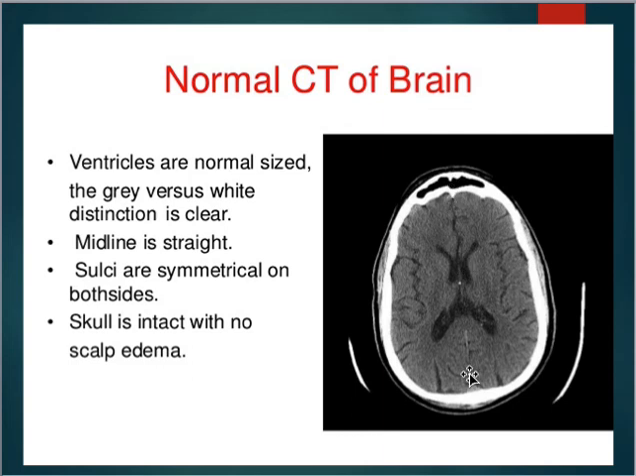We want to make sure that the sulci are symmetrical. These little lines throughout here are the sulci. They're little furrows, whatever you want to call them, that contain cerebral spinal fluid. You've got some here. They're symmetrical on these sides, symmetrical here and here. If there's big differences, that could indicate something that's going on. And then we want to also make sure that the skull is intact and that there's no edema or swelling.